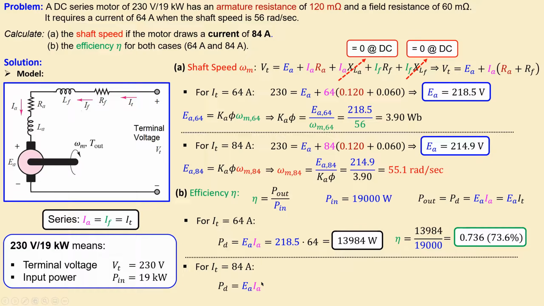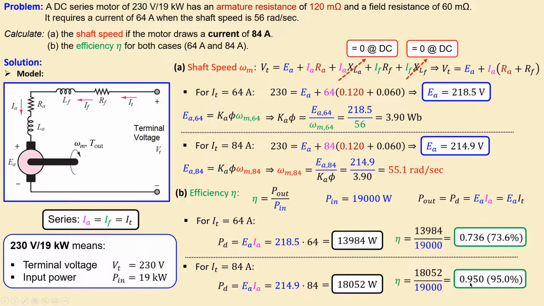In a similar way, we can do that for the next case where the current is 84 amps. Again using the same formula for the developed power, which is equal to the output power, and using the correct back EMF and the correct current value for this case, the product of this will give you approximately 18,052 watts. Now, calculating the efficiency for this case, you will get a value of 0.950, which is 95%.